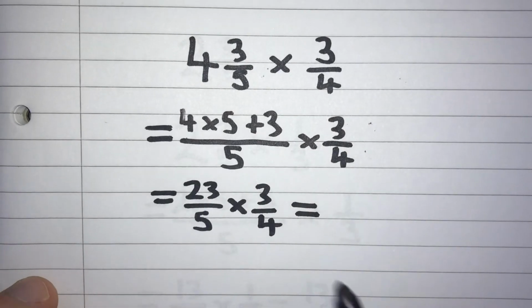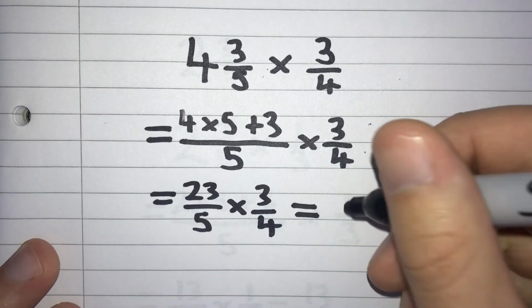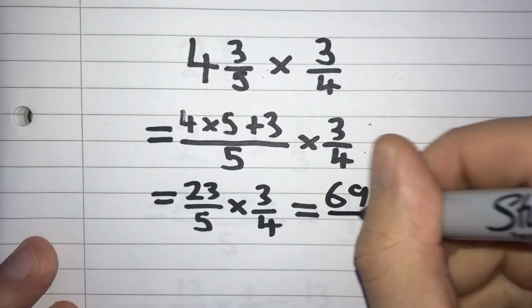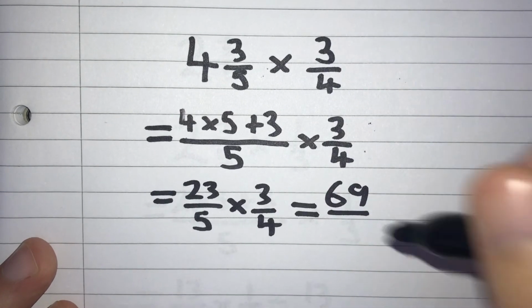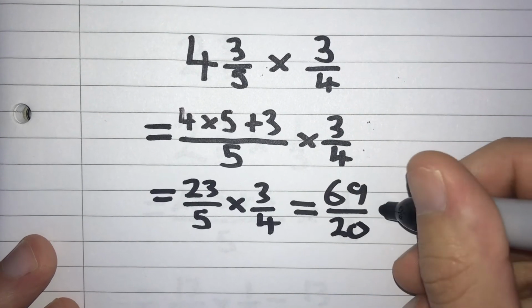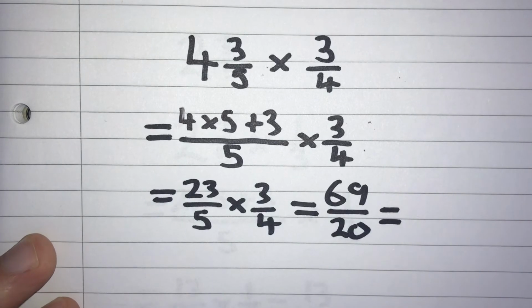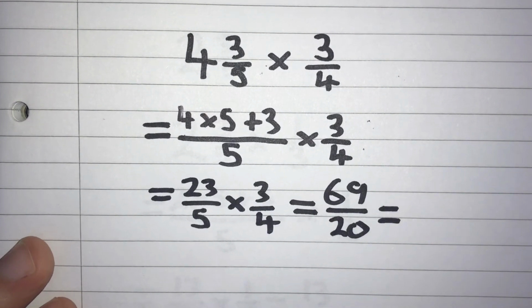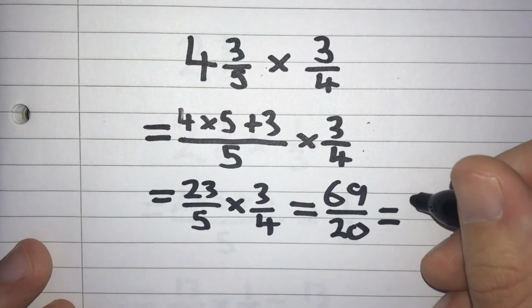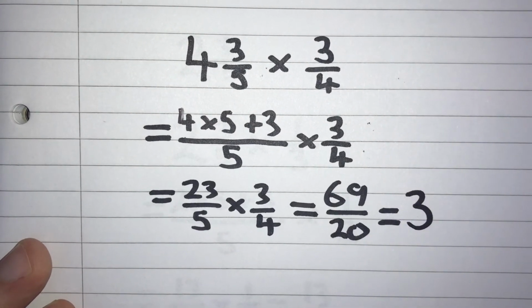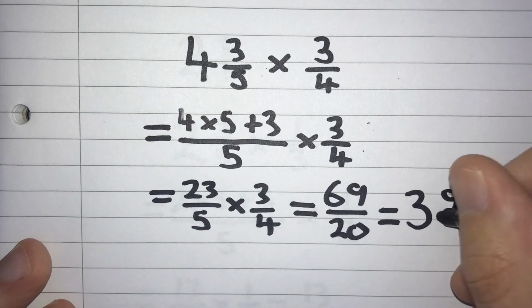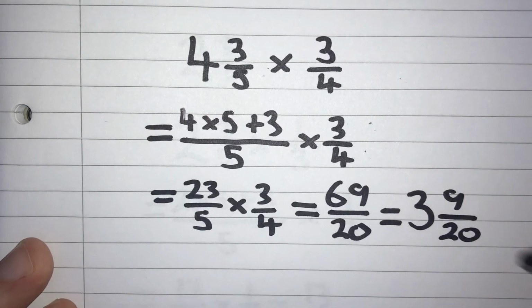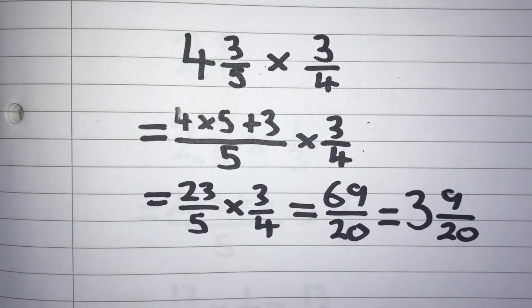Well, 23 times 3, that's going to give us 69. And it's going to be over 5 times 4, which is 20. And we can then turn this one into a mixed number by thinking, well, what's 69 divided by 20 going to give us? Well, it's going to be 3 whole 20s with 9 left over. So we get an answer of 3 9/20 as a mixed number.